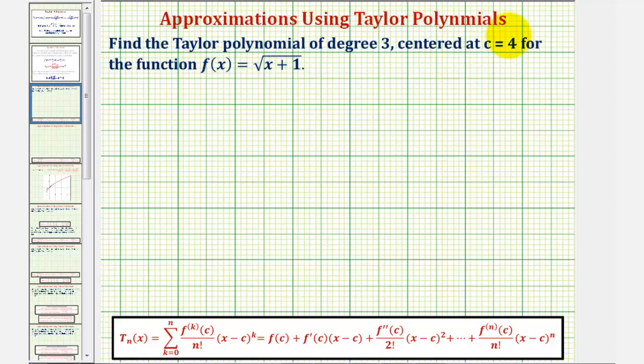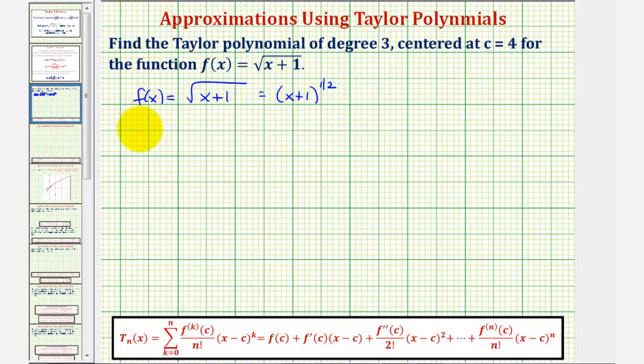It's defined as we see here below, where in order to find the degree 3 Taylor polynomial centered at c, we'll have to find up to the third derivative of the given function and evaluate those functions at x equals 4. So beginning with our function f of x equals the square root of the quantity x plus 1, let's write this as the quantity x plus 1 raised to the power of 1/2. In this form we can find our derivatives.